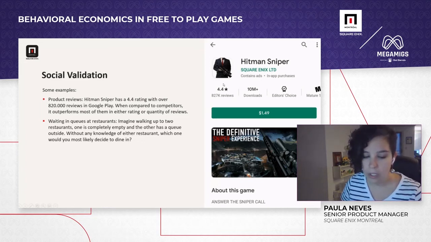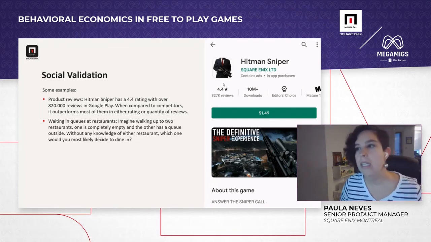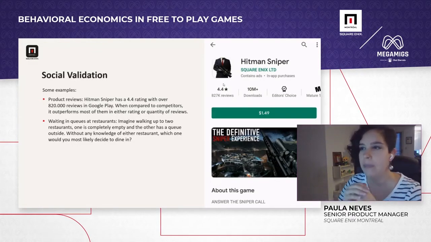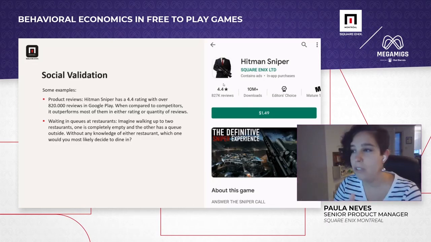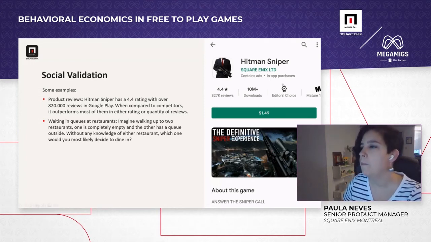Waiting in queues at a restaurant is also a day-to-day situation when this happens, right? So imagine walking up to two restaurants and one is completely empty and the other one has a queue outside. Without any knowledge of either restaurant, which one would you choose, right? I've been in that situation several times where I look and it's the only empty restaurant in the street, but it's so empty that you're like, should I go there or not, right?